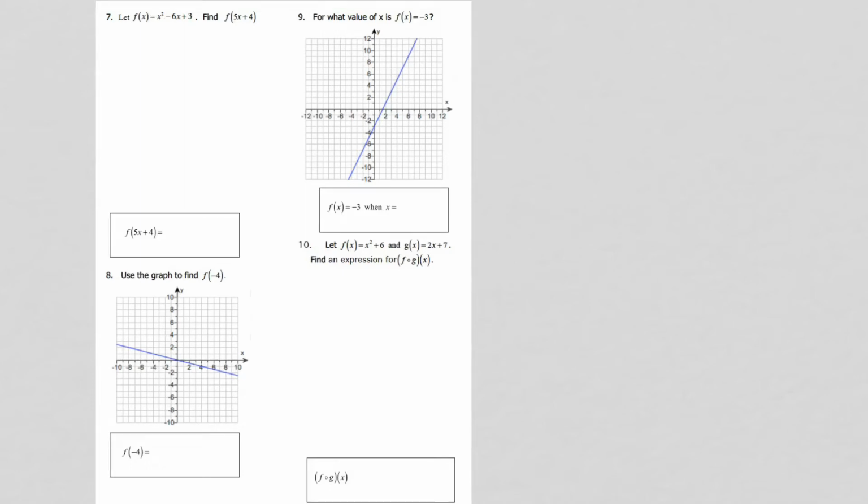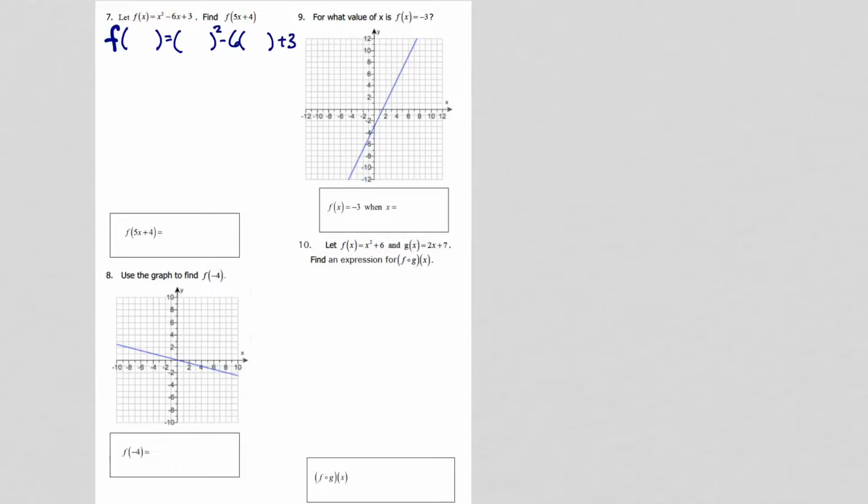Let's see what we can do here with number 7. In 7, we want to evaluate this function when the input value is 5x plus 4. So we'll set these up like we typically do. We'll write an open set of parentheses for that x. Everywhere we see an x, we write open parentheses. There's an x, so open, and then plus 3.